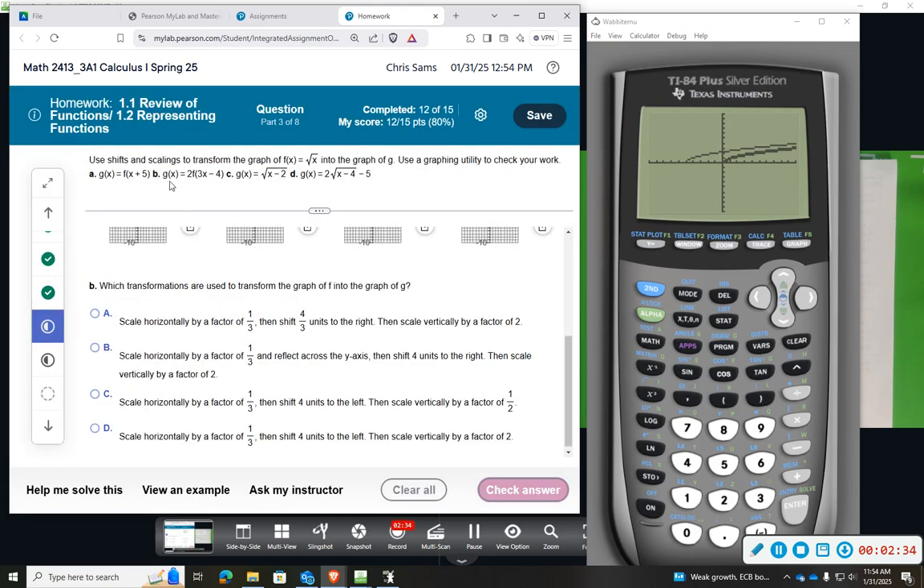Now when we look at part B, we have a couple things going on. We have a factor of 2 in the vertical direction. We have a factor of 1/3, so that 3 doesn't stretch it, it's going to compress it by 1/3. That 3 also needs to be factored out of this 4, and so that means we're going to go to the right 4/3 unit. Let me show you what I mean.